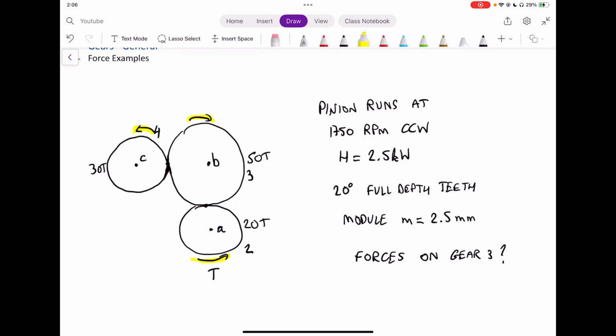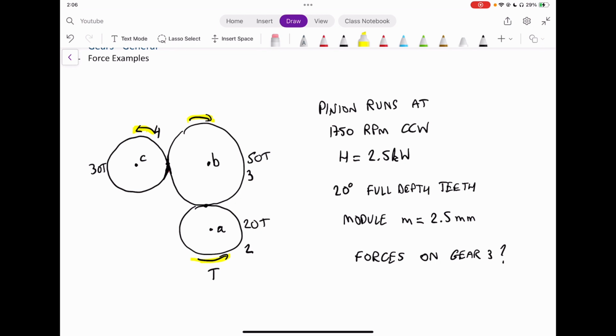One of the best ways to do this is to start by drawing a free body diagram and then figuring out all the forces based on the free body diagram. Based on the information that we're given, we actually have enough information to solve this problem completely. So let's go ahead and try and figure it out.